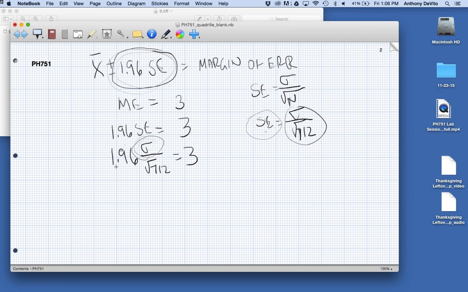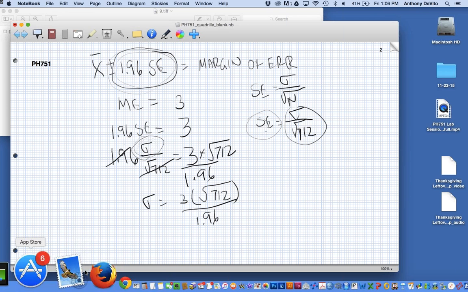So now how do we solve for that? One way is by moving everything else to the other side of the equation. So 1.96 goes over here, and the square root of 712 goes up to the top here. So our standard deviation is equal to 3 times the square root of 712 over 1.96. Okay, so let's solve that.